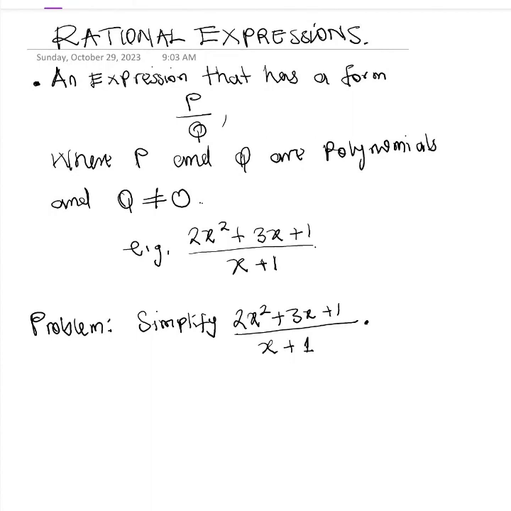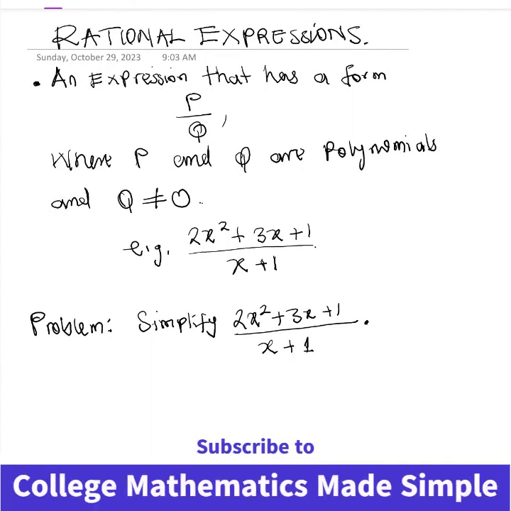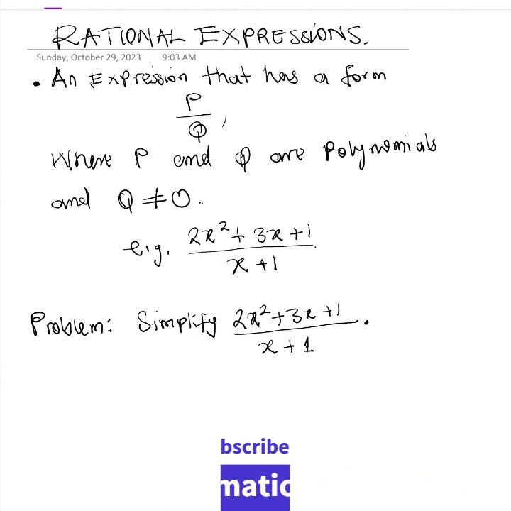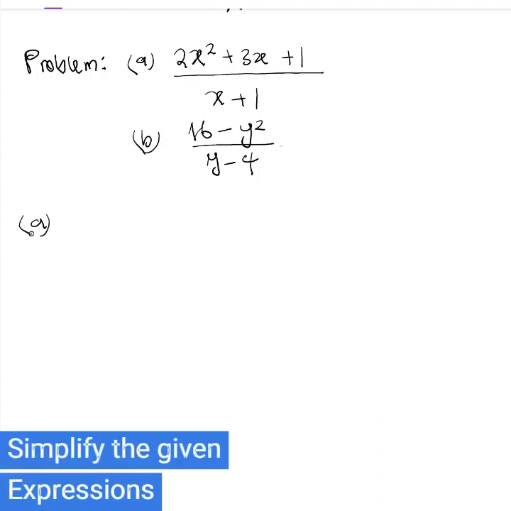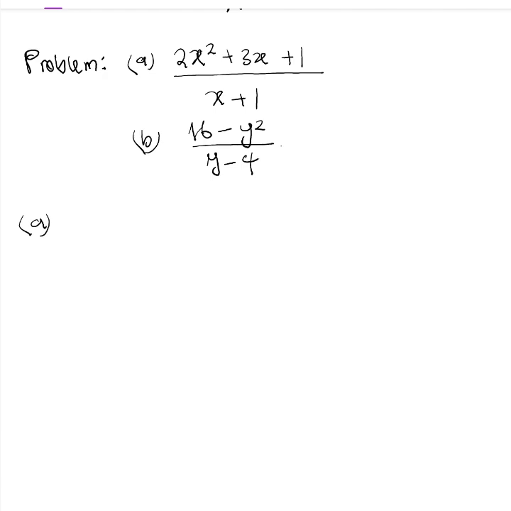A rational expression is just an expression that can be written in the form of P over Q. In this case, P and Q are polynomials, and Q is not equal to 0. We have those two problems. The first one is 2x squared plus 3x plus 1 over x plus 1. And the other one is 16 minus y squared over y minus 4.